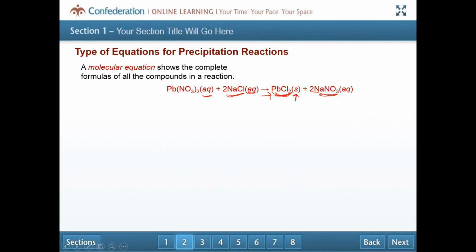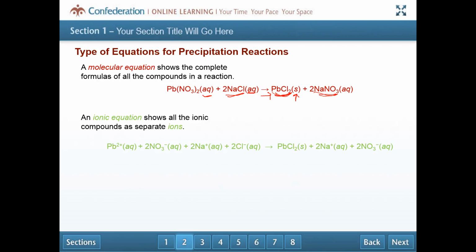All right, so this is an interesting equation. This is the type that we've looked at so far. It's got lots of information. We know this is aqueous, we know this is a solid. Now we have a second type of equation, and that's called an ionic equation. What this does is show all the ionic compounds as separated into their ions. Anytime you have an aqueous compound, what you can do is separate that out and see each one of the ions and what their charge is. All right, so this equation here is much longer, but it's actually the same information as the molecular equation.